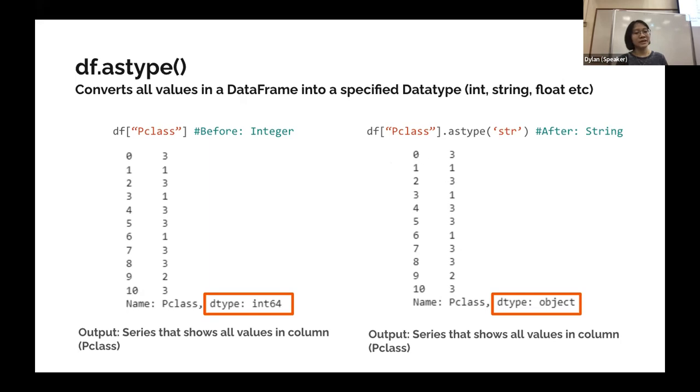Essentially, if you really want to change the column in that data frame completely, you will actually have to do an equal sign. So what you do here is df pclass equals df pclass dot astype string. This actually references this column back to the column in the data frame, so you'll actually be changing that column in that data frame. I hope this is clear. If you're a bit confused, the chat function is always available.